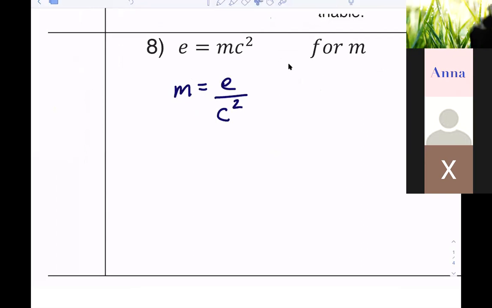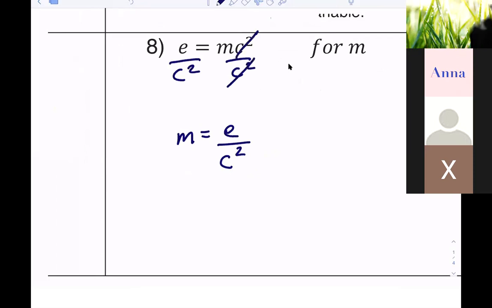Now, in my opinion, you shouldn't have to do this anymore. Divide by C squared, divide by C squared. C squareds cancel out. You shouldn't have to do that. Can you do that? Yes, I don't care if you do that. Right? It's all about training your brain to think backwards. That's what I'm trying to teach you.